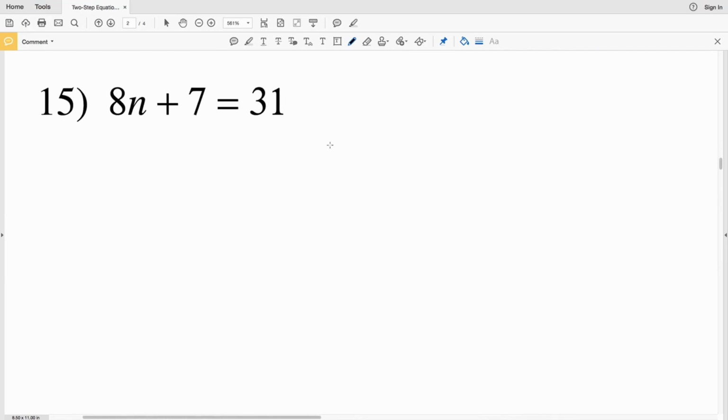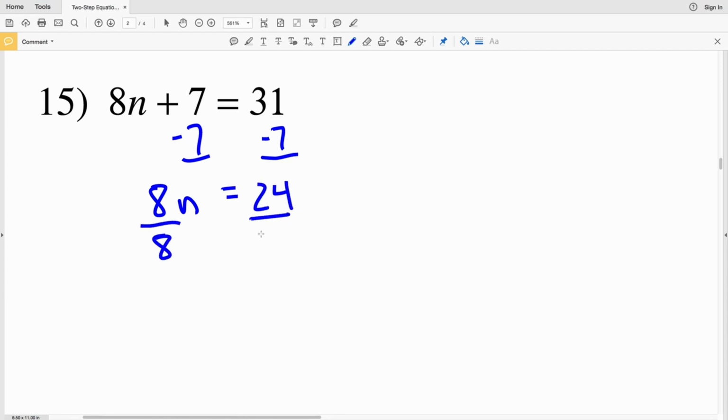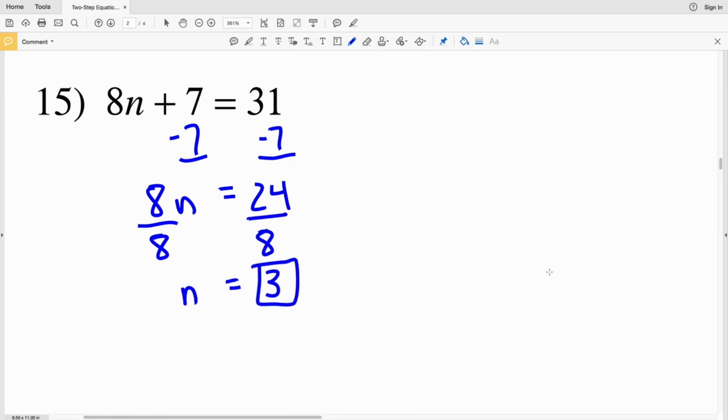Number 15, we have 8n plus 7 equals 31. Subtract 7 from both sides. We'll have 8n plus 0, which is a positive 8n, and that's going to be equal to 31 minus 7, which is 24. Divide both sides by 8, and we're left with n equal to a positive 3.